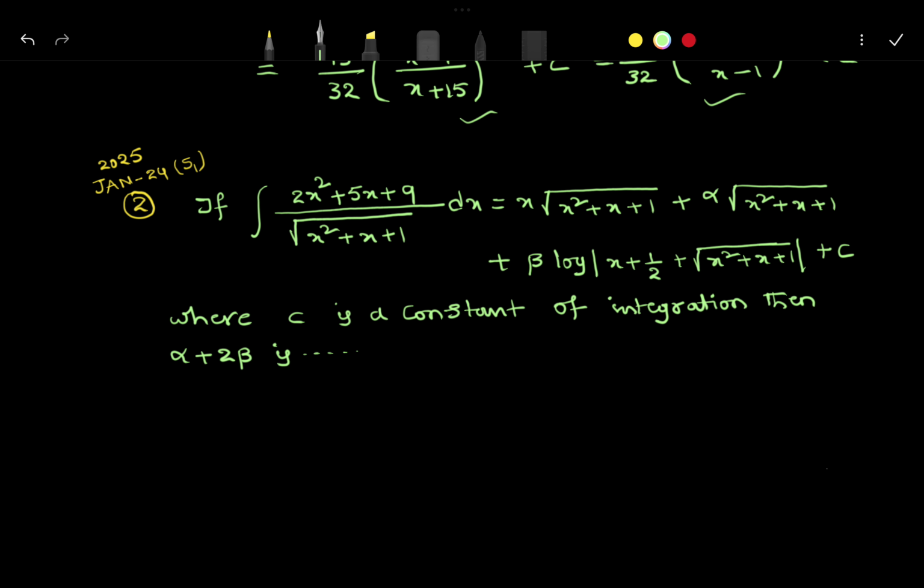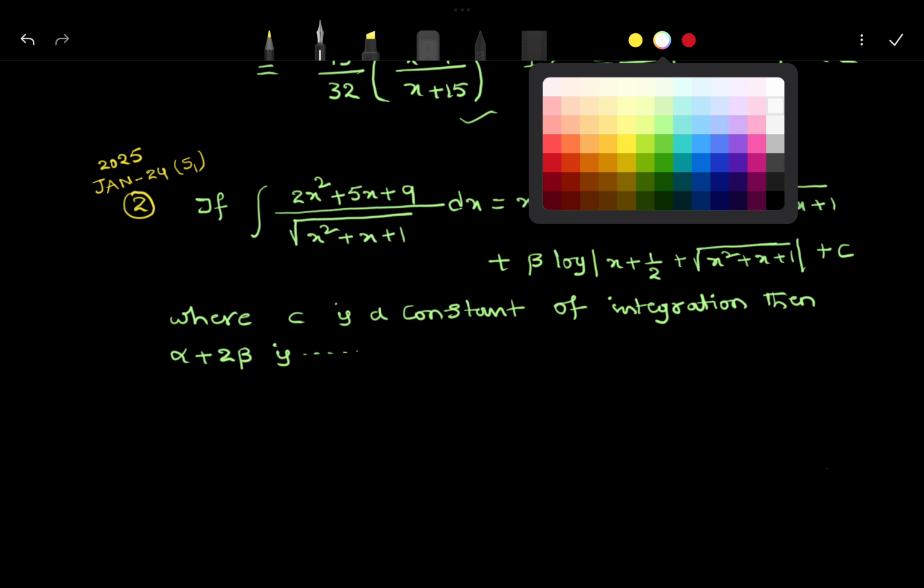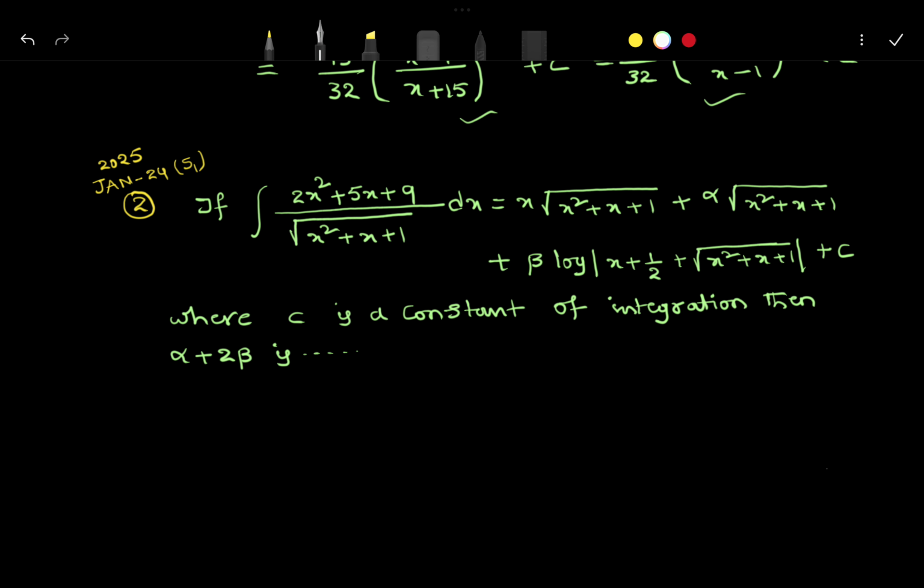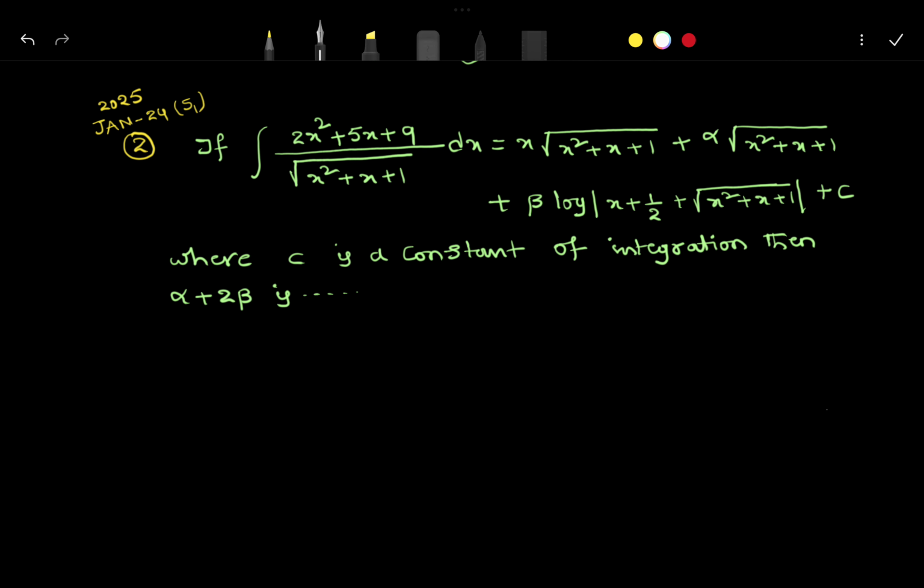So how to do this one? We will do this by applying the reverse method. What is meant by the reverse method? Reverse method means differentiating on both sides. Here we can find the alpha value and beta value. If you know alpha and beta, you can find the alpha plus 2 beta value.